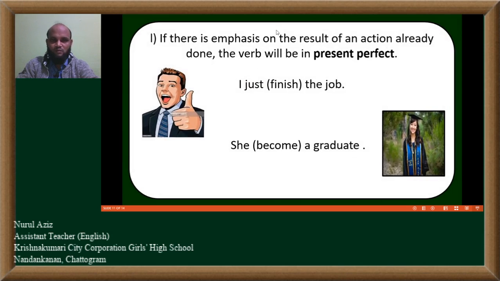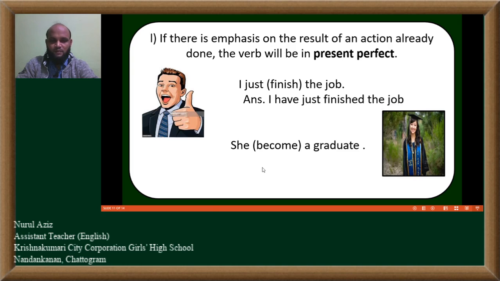Again, we have another explanation of present perfect tense. If there is emphasis on the result of an action already done, the verb will be in present perfect. The action that has already been done indicates present perfect. The result of an action. I just finished the job. So apply the structure. I have just finished the job.